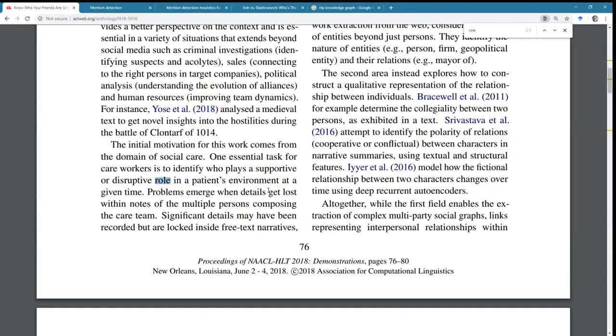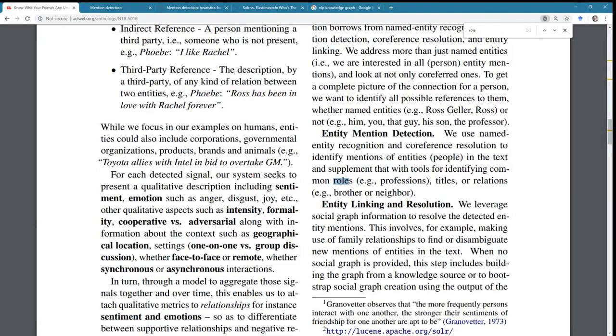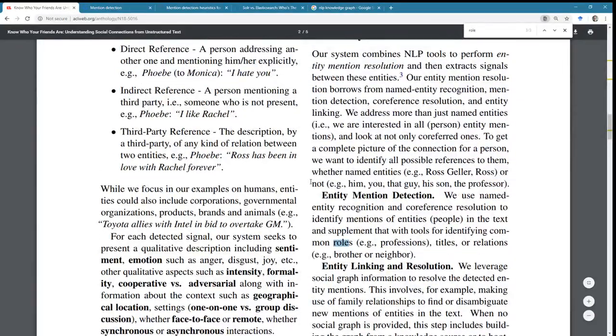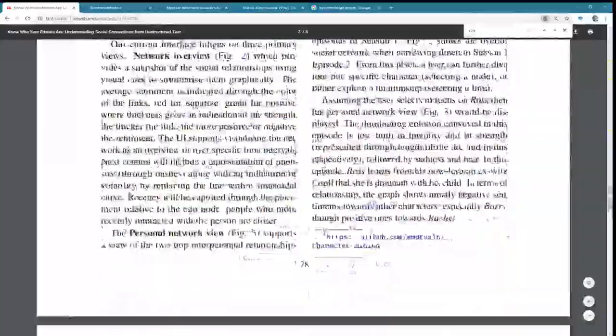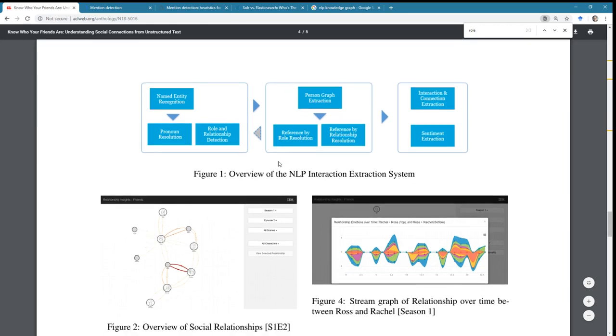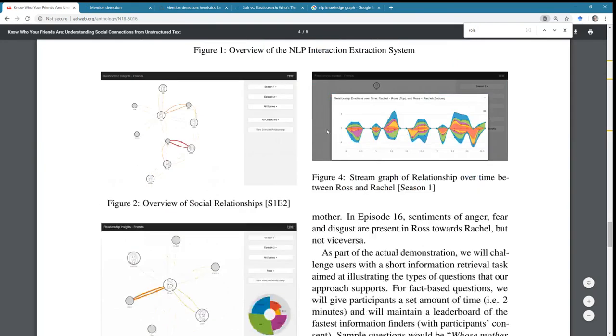Vital role, disruptive role. Okay, we use named entity recognition, supplemented with tools for identifying common roles, e.g. professions, titles, or relations. So they are tagging each person, in addition to the relationships between these people. They're also tagging them with things like doctor. And I don't know where that's going. I don't know.